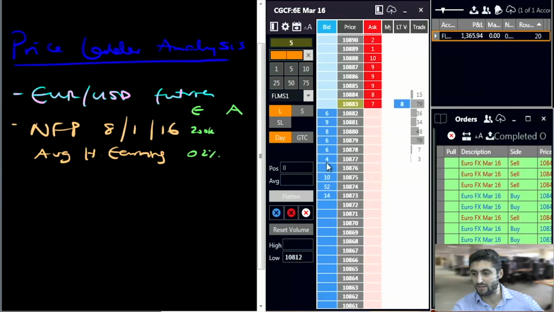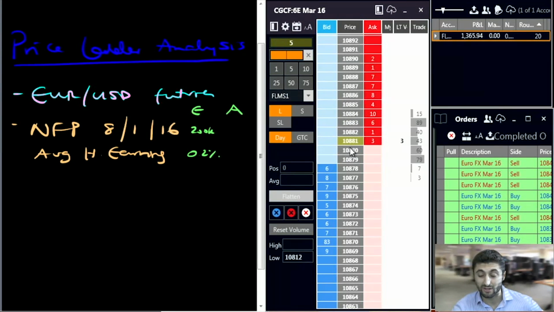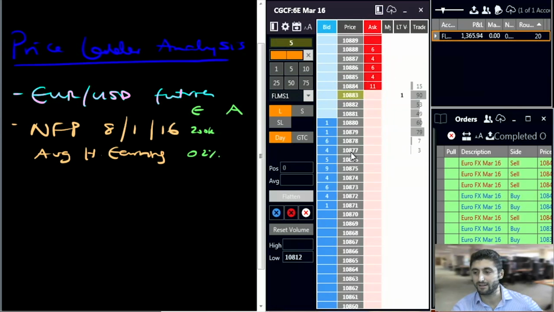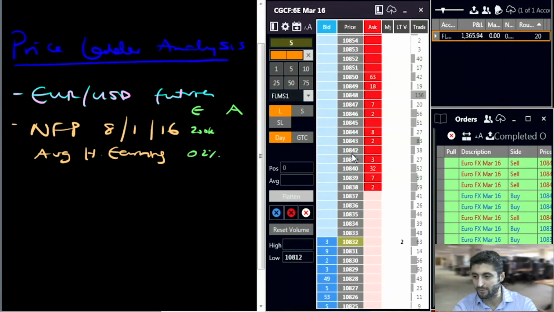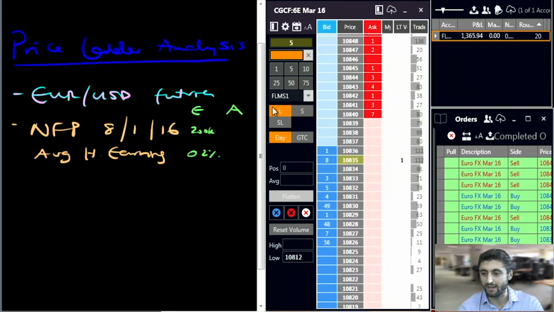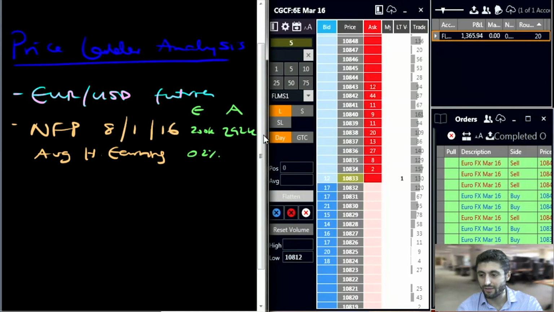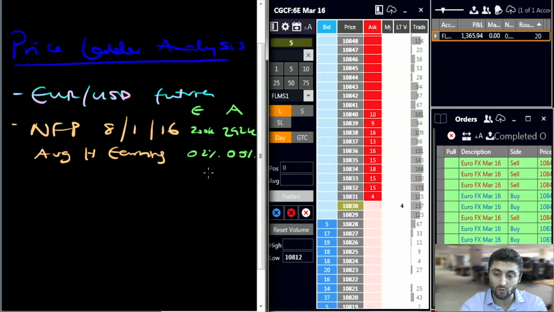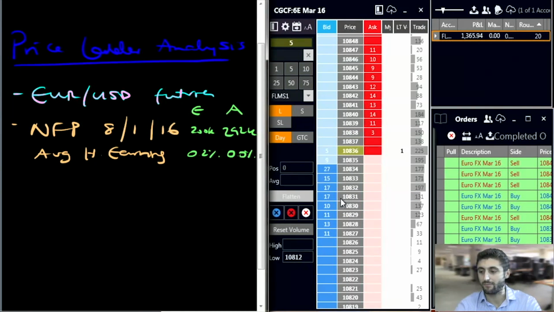You're going to start seeing the book is now getting very, very thin. As you can see, the bids and offers are getting very, very thin, so the number's about to come out. We should be expecting a number to come out anytime soon. There we go. The number's just come out. We've gotten a 292,000 and a 0.0%, so actually no growth in average hourly earnings on the year so far.